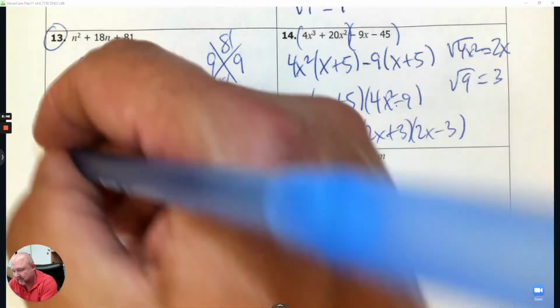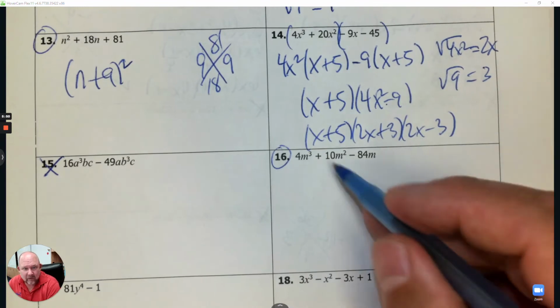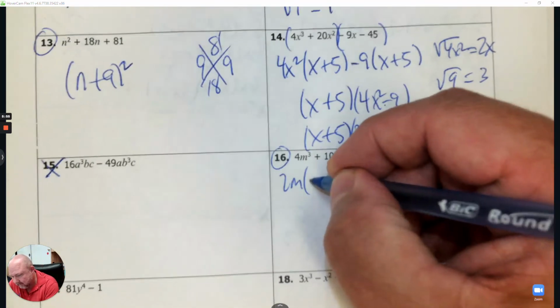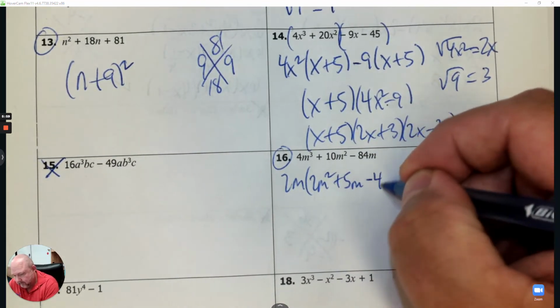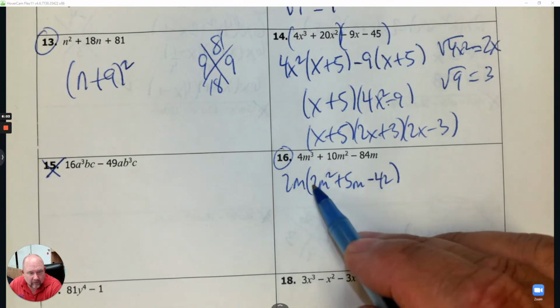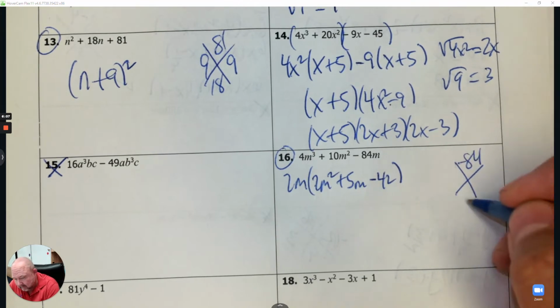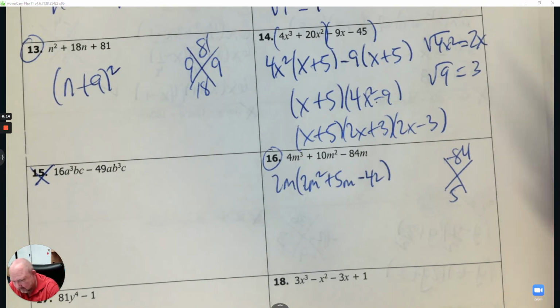All right, number 15, too many variables. Number 16, greatest common factor is 2m and then divide. And then we are going to go the first number times the last number. That's negative 84 and 5.